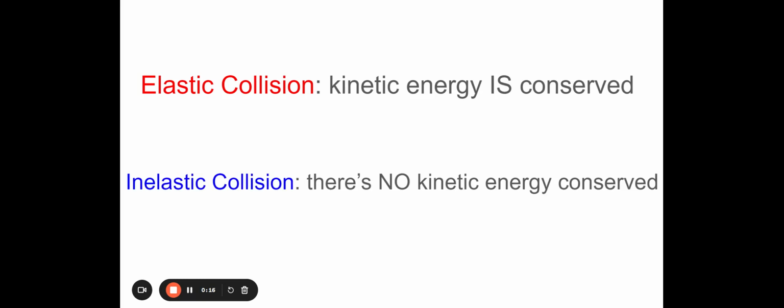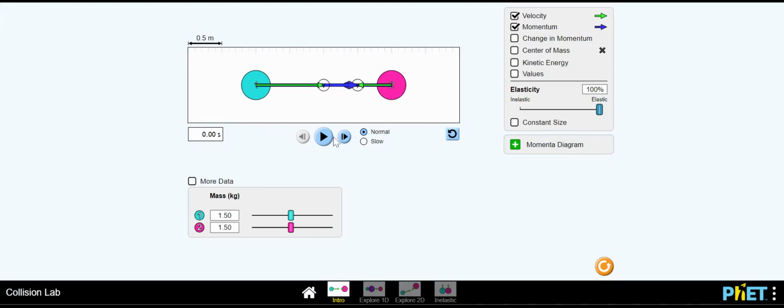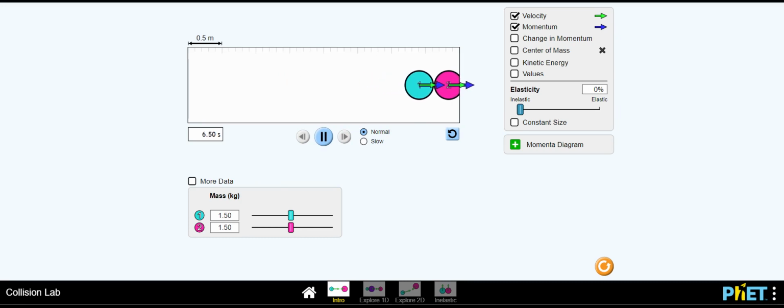So, say you have two objects of the same mass going towards each other. In an elastic collision, the two will collide and bounce off of each other, while in an inelastic collision, the two objects will collide and then move together in the same direction. The main difference between the two collisions is whether kinetic energy is conserved.